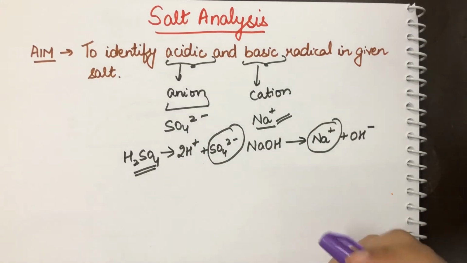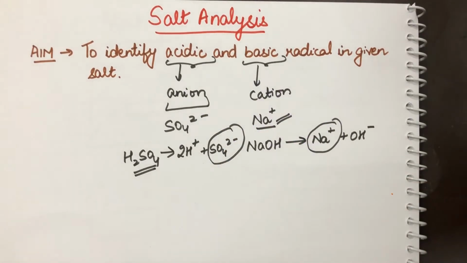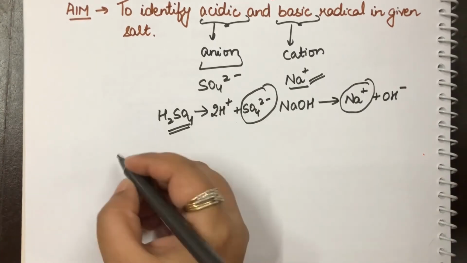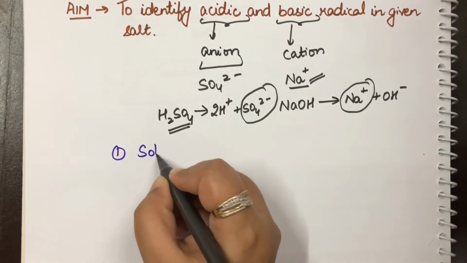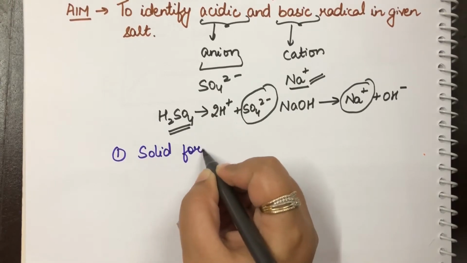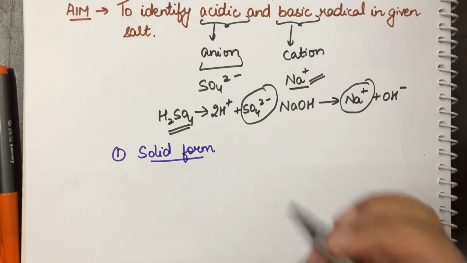Now, before I begin with explaining what all steps and procedures to be followed to identify your anion and the cation in the given salt, we will first look at a few basic tests or the preliminary examination of the salt before we actually proceed with our chemical test. Now, what are these preliminary examinations? The very first thing is that we are going to have the salt in the solid form. So if you get your salt in the solid form, obviously that is what you are going to get.